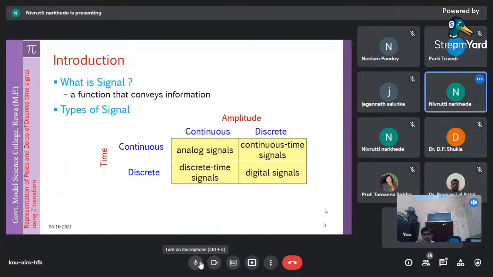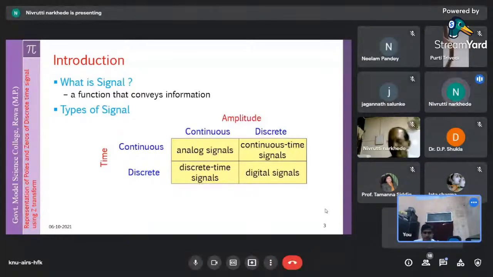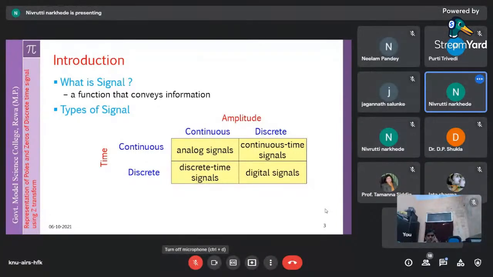Okay. So, types of signals. It depends on two dimensions, time on the x-axis and amplitude on the y-axis. There are 4 types of these signals. If both are continuous, we call it an analog signal. If time is continuous and amplitude is discrete, it is a continuous time signal. If time is discrete but amplitude is continuous, it is a discrete time signal. And if both are discrete, this is called a digital signal. So these are the signals.